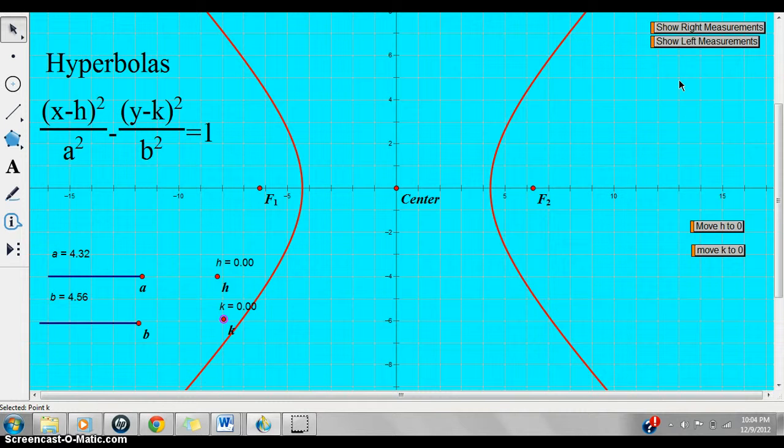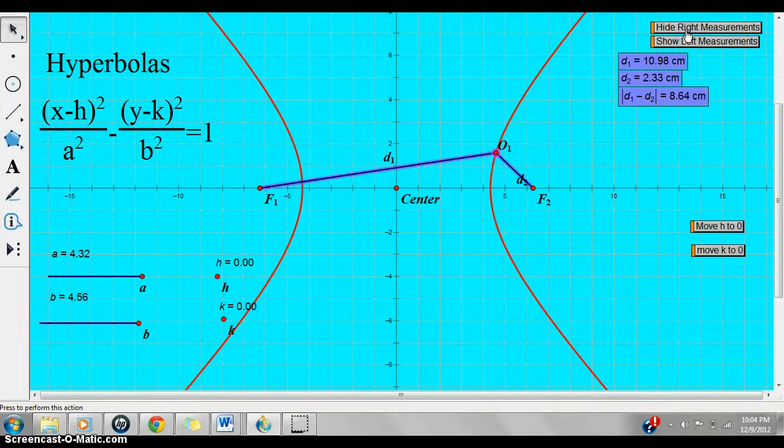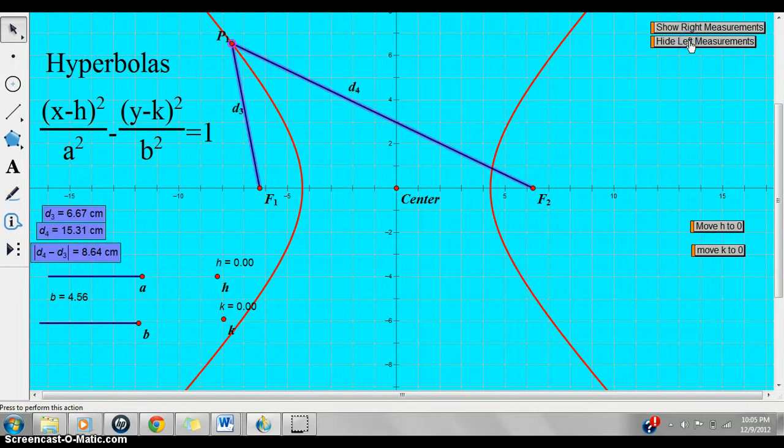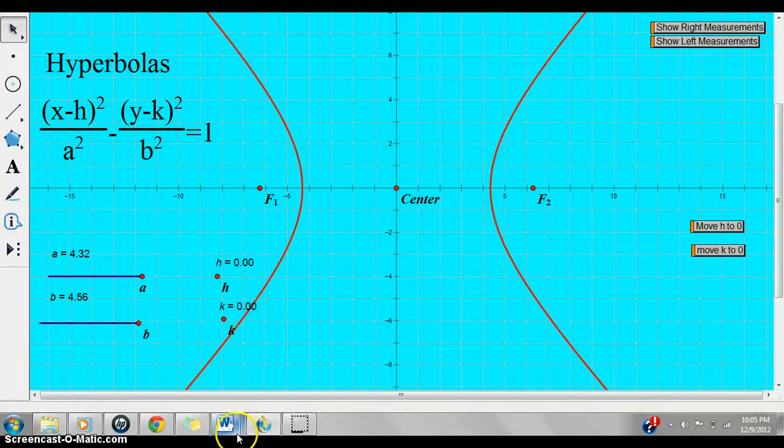Now, these two buttons up here show the right measures, so it shows the measures off the right hyperbola, D1 and D2, which become necessary when we start proving things. And then this is off of the left hyperbola, and the measurements fall over on the left side of the screen. And all of these measurements may become more important as the students progress throughout the lesson.